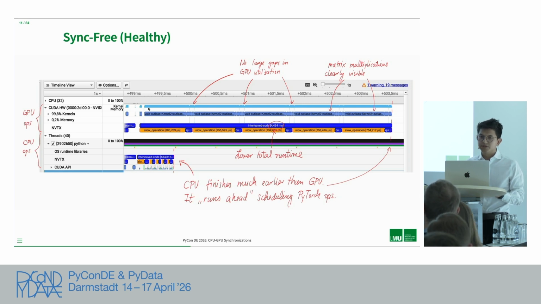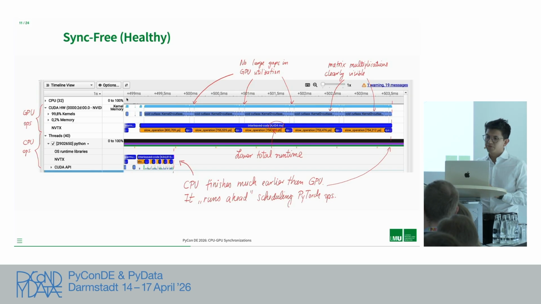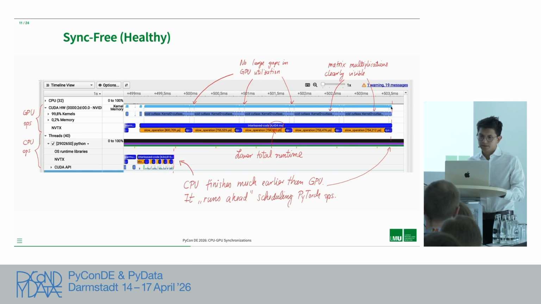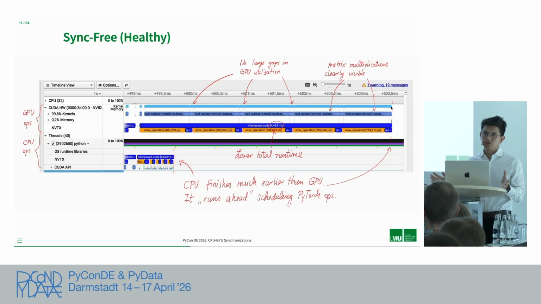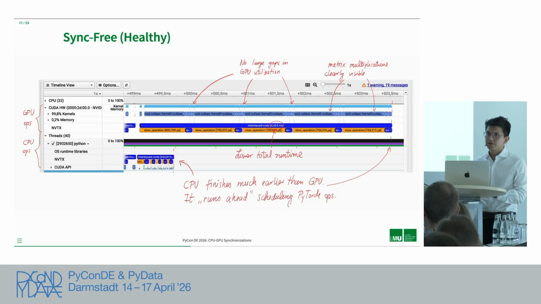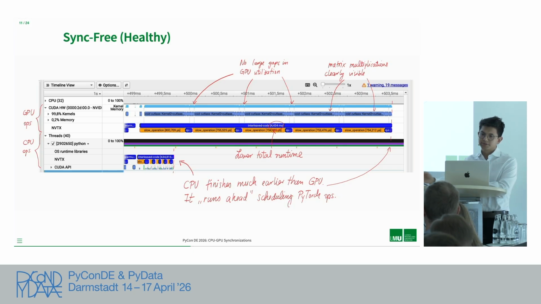Here on the top, this light blue bar is the GPU utilization. You see that it has a little bump here, a little bump here, but in general, it's continuous. So you're getting 100% utilization from here all the way until the end. And this is a healthy run. So this is no synchronization whatsoever. The print statement is disabled.